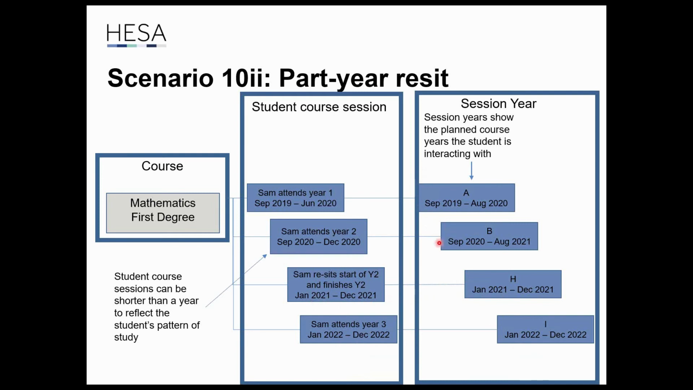So what this is doing is the session years are showing what she is planning to do, what she might have done, but then she's interrupted this in the second year to show that she's had to resit something. She's done something slightly different to normal students, and she's changed onto a different study pattern.